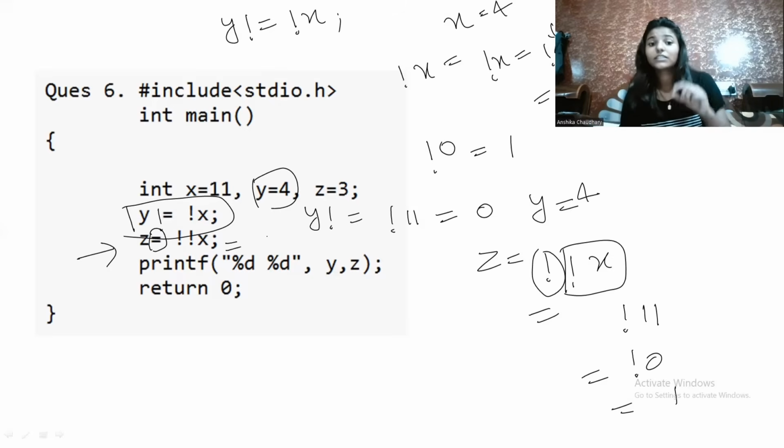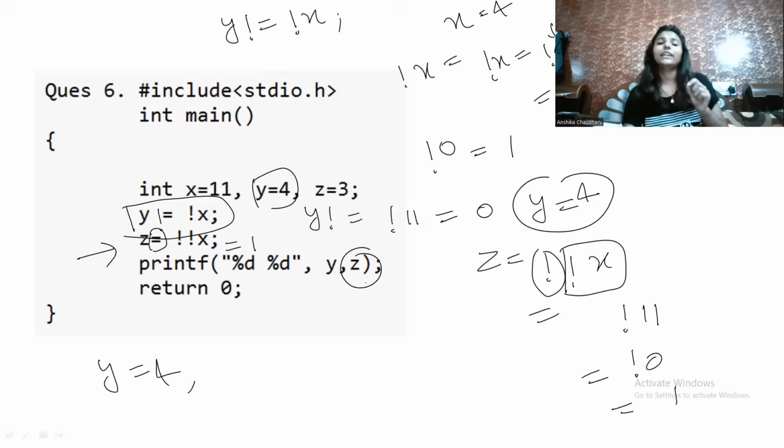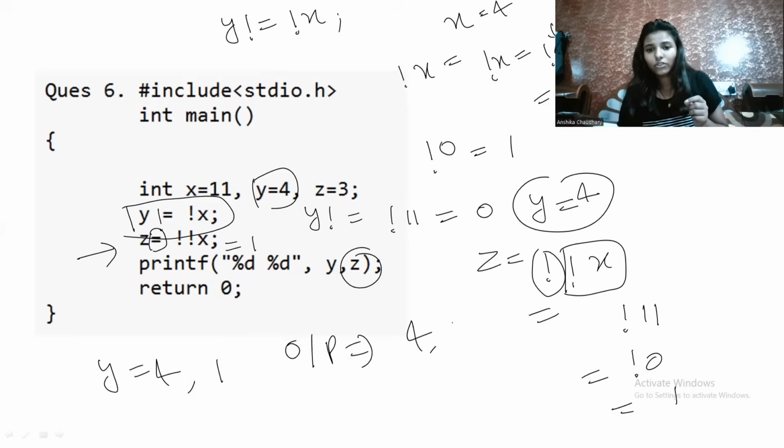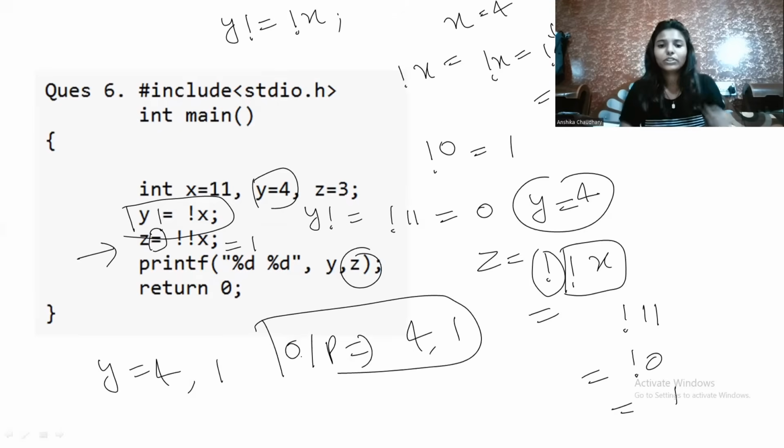Now the updated value of z is 1 and we have to print y and z. So what is the value of y? y remains the same, meaning 4. And what is the value of z? z was updated and z is now 1. So the correct output of this code is 4 comma 1. Okay, I hope you got it. So moving on to the next question.